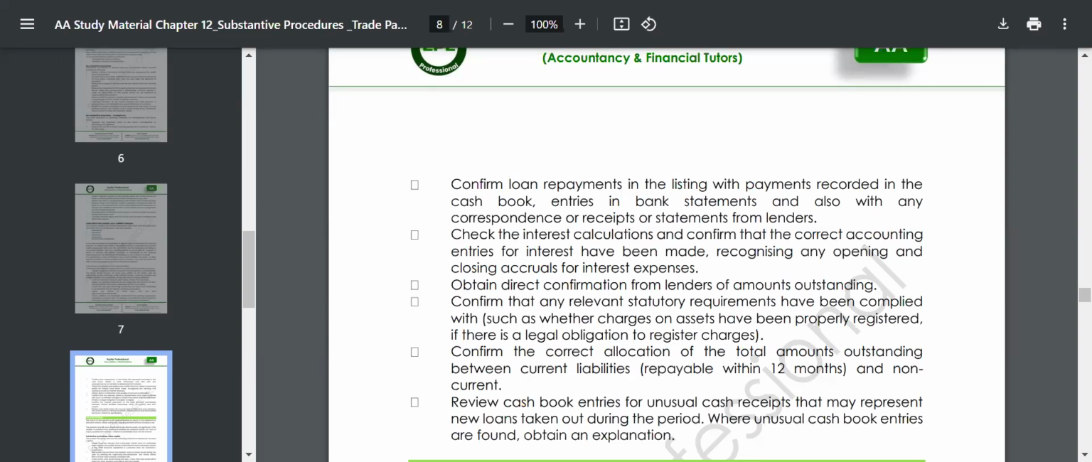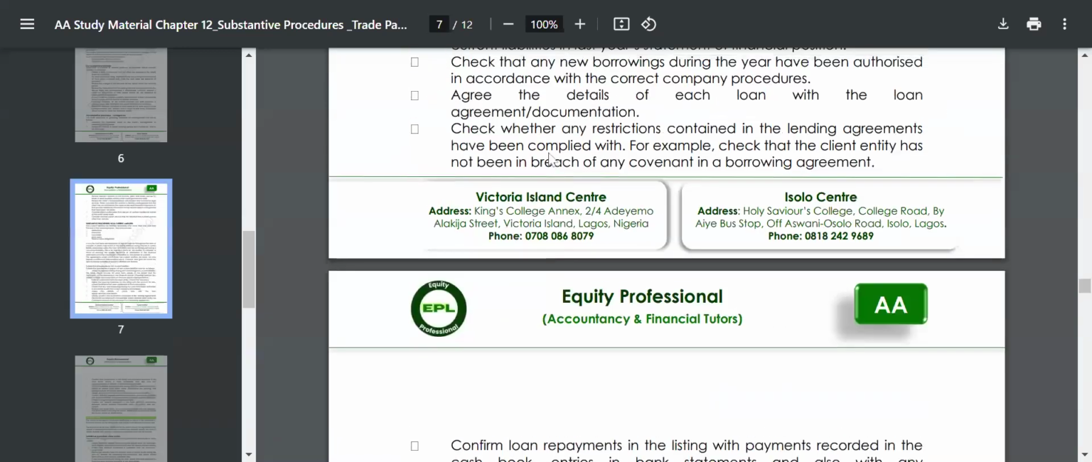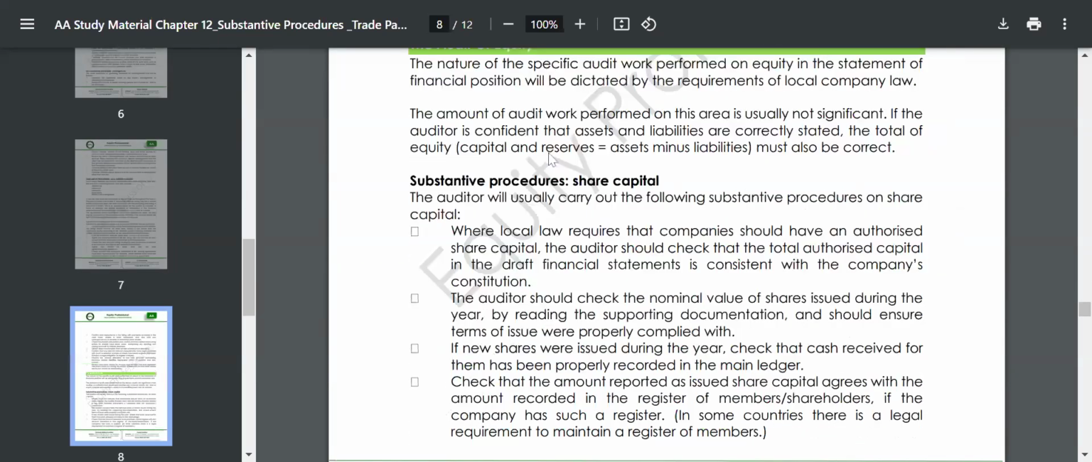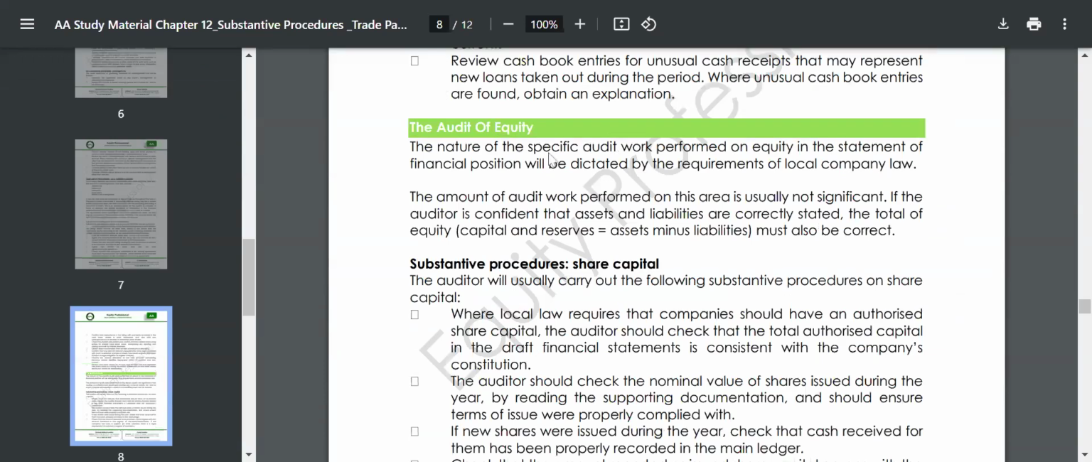Okay, so today we are continuing in the substantive procedures. Last week I told you, like you all know, the financial statement has three parts. We have the asset, we have the liability, and we have the equity. That's the statement of financial position. We've looked at the liability part and we've looked at the asset part. So today we are going to look at the audit of the equity, the equity part of your financial statement.